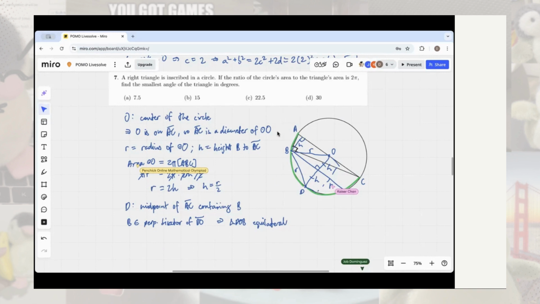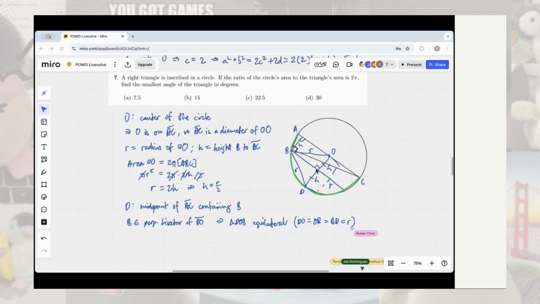A lot of people here used trig. It's also a valid solution. I'll present it later. Since triangle DOB is equilateral, the side lengths are R. That's DO equals OB equals BD equals R.